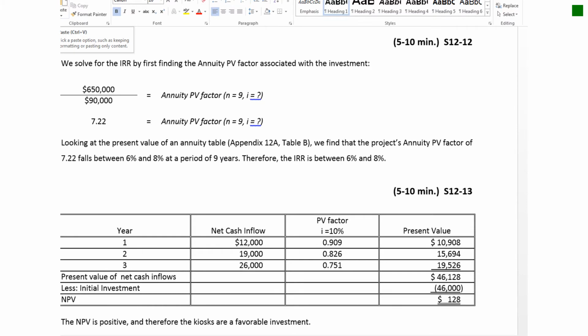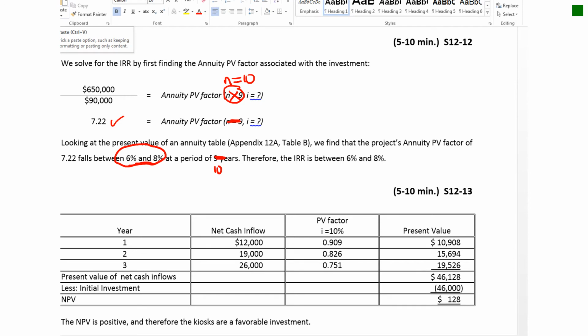And so here's the official answer. Again, this must be a typo in the solution. That should really say n is equal to 10, not n is equal to 9, because they said it's 10 years. So again, you're still going to get between 6 and 8% because that's where the numbers fall. Again, I don't know why they're saying 9 years. They should be using 10 years, so I hope that does not confuse you. But again, go to your appendix, and once you divide, here's the factor, which is 7.22.